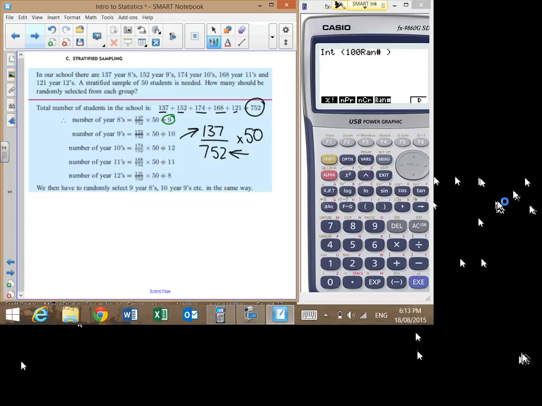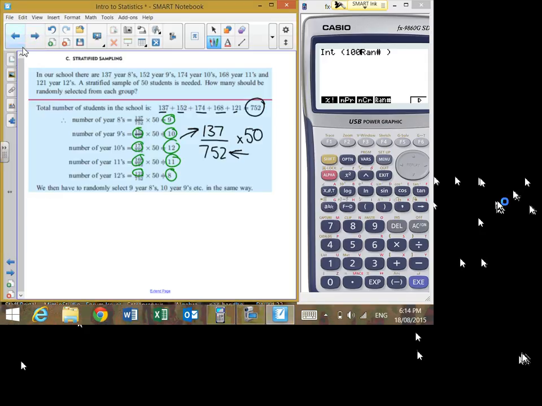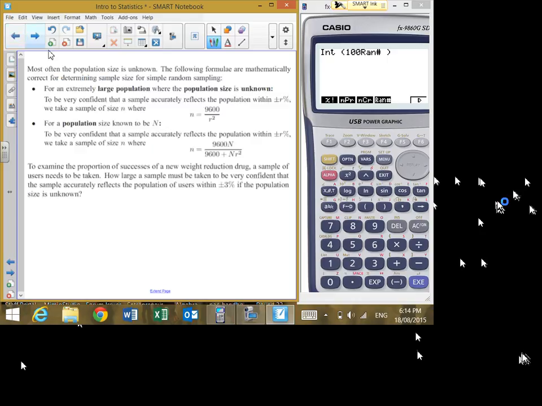We do the same with the year 9s, year 10s, 11s and 12s. So we can see that these numbers add up to 50 because each one is a fraction of the total. So that's how we might do a stratified sample. So just add them all up and then multiply by however many you need. There are some other methods that you might see used as well.